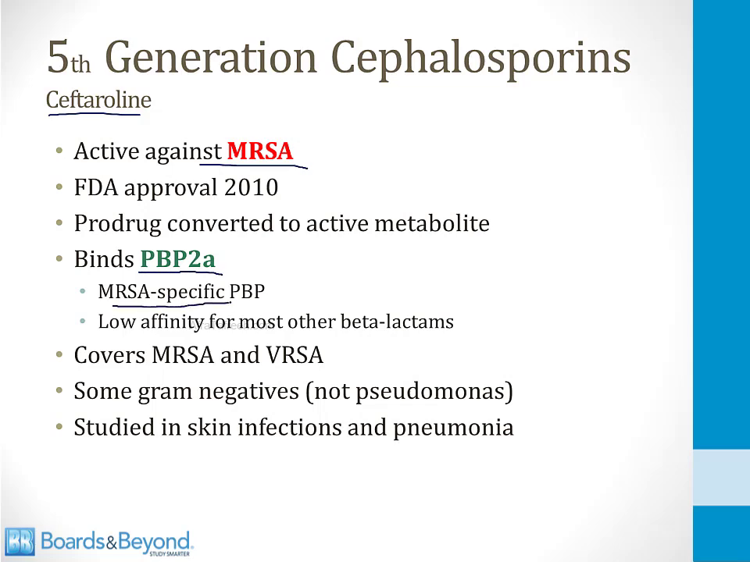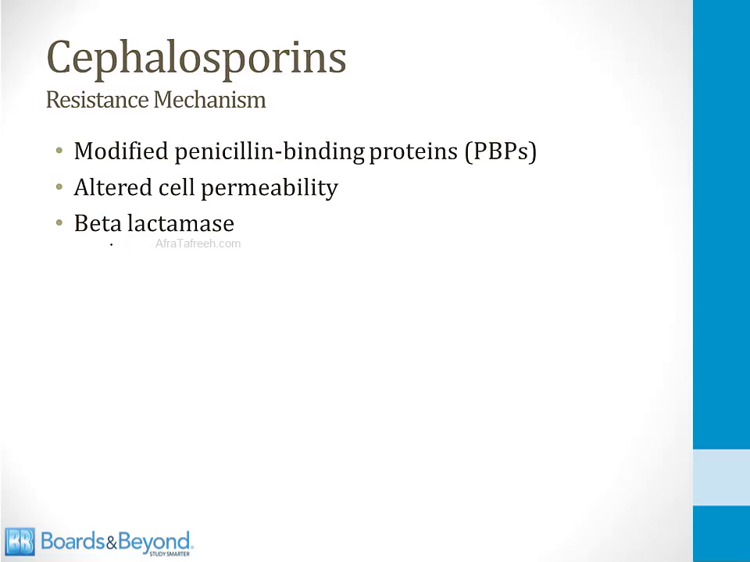This is a MRSA-specific penicillin binding protein that displays very low activity for most other beta-lactams, but it will bind to ceftaroline. For this reason, this drug can treat MRSA and also vancomycin-resistant Staph aureus, and that's its main role and the one that you want to remember for the Step 1 exam. It also covers some gram-negatives but not Pseudomonas, and it's been studied mostly in skin infections involving Staph aureus and also in pneumonia. Let's review the resistance mechanisms shown by bacteria that are resistant to the cephalosporins.